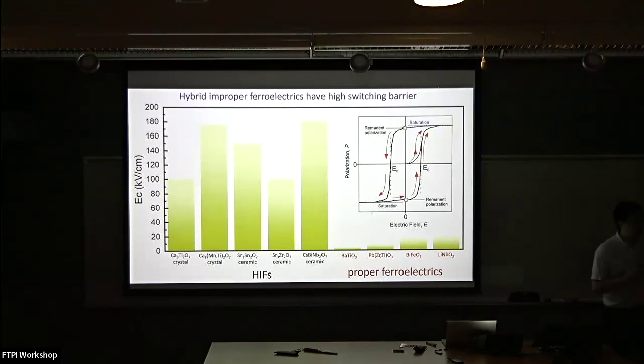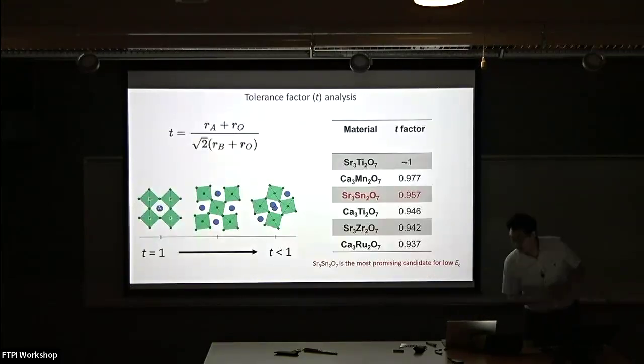which is they tend to have a large switching barrier. If you look at this figure, you can see the coercive electric field of reported hybrid improper ferroelectric materials is generally higher than the proper ferroelectric materials that we have been using. The coercive electric field means the minimum electric field needed to flip the polarization. So a larger coercive field means it costs more to manipulate the polarization, which is not good. So one question for me is, can I come up with a new hybrid improper ferroelectric material with a reduced coercive field, at least comparable to the proper ferroelectric materials that we have been using?